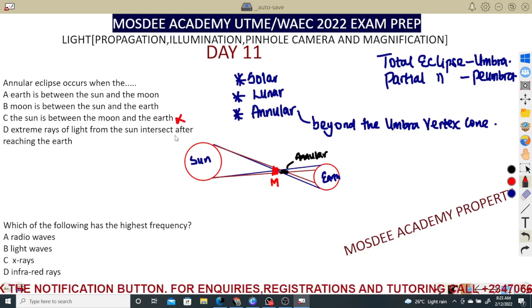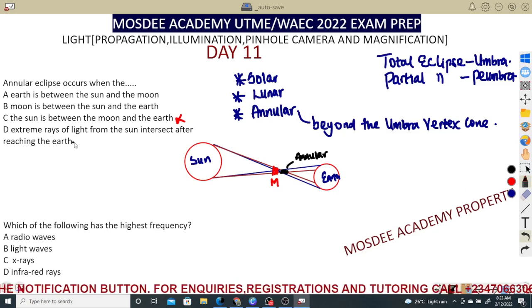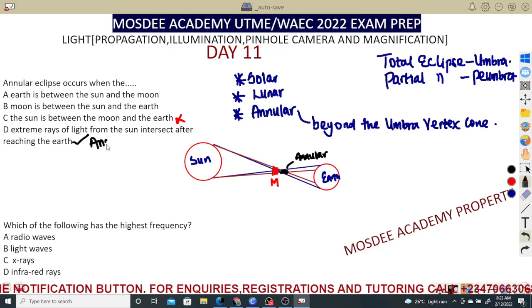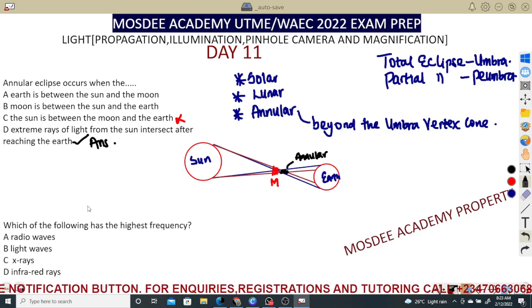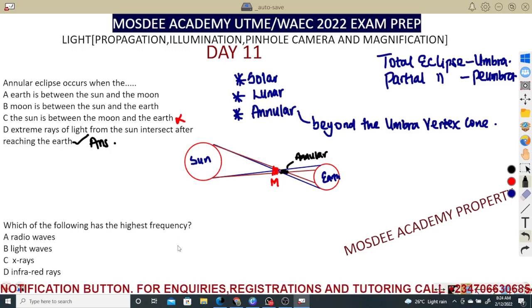Extreme ray of light from the sun, after reaching the earth, we can see. And so this is the earth now. Beyond the earth, they are intersecting. This is what I'm explaining. I think it goes with the options of the examiner. So that is that about that, and that's the answer. The next question is: which of the following has the highest frequencies?